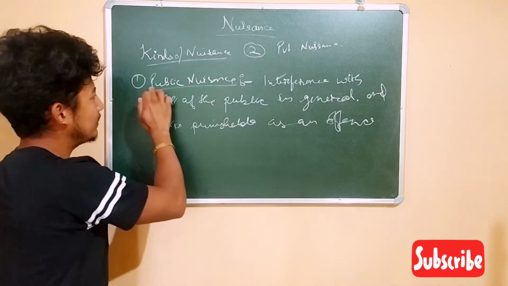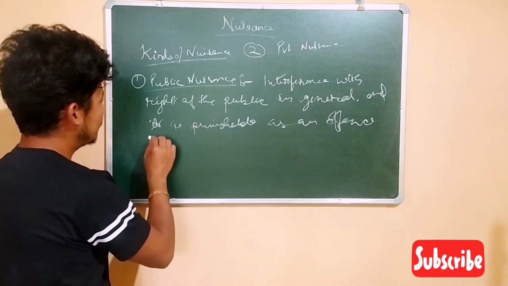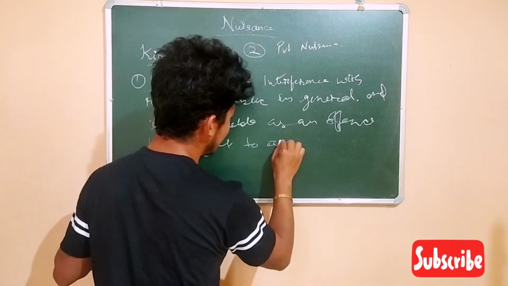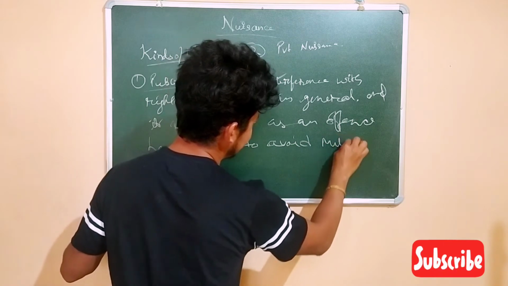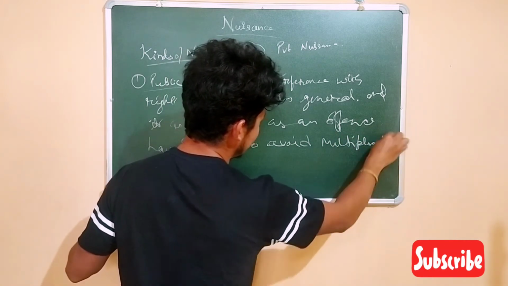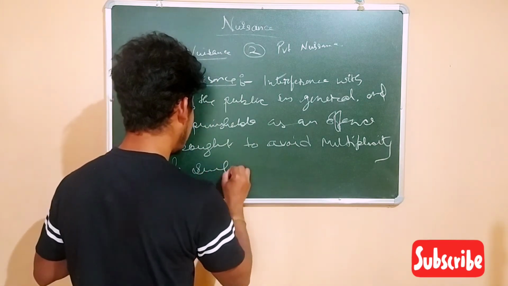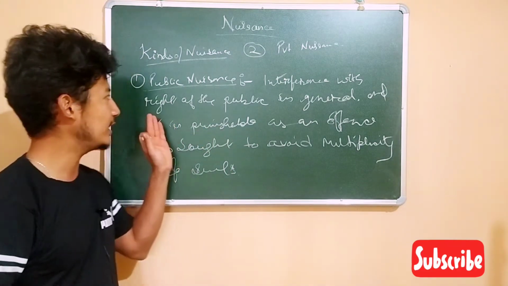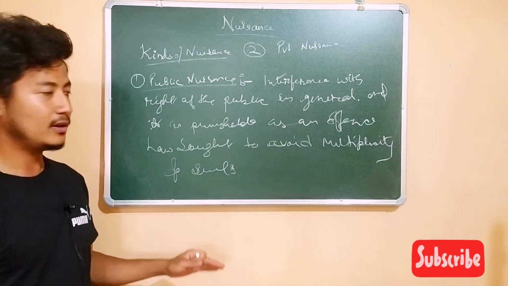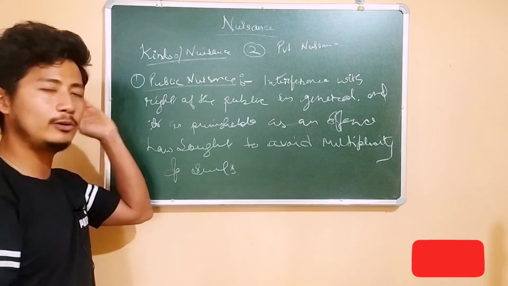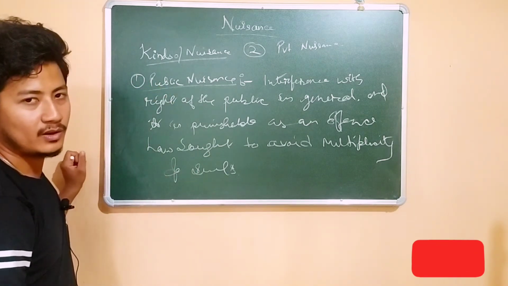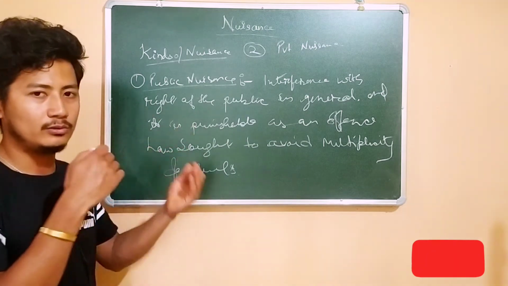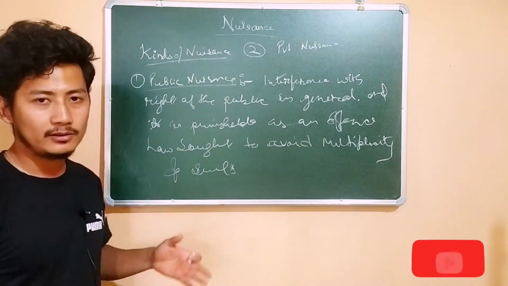The reason behind making public nuisance a crime is that the law sought to avoid multiplicity of suits. If the law had made public nuisance also a civil wrong, then every person who got disturbance due to that act would get the right to sue the defendant. So there would be multiple suits, and it would be difficult for the court to determine the rights over the particular nuisance.